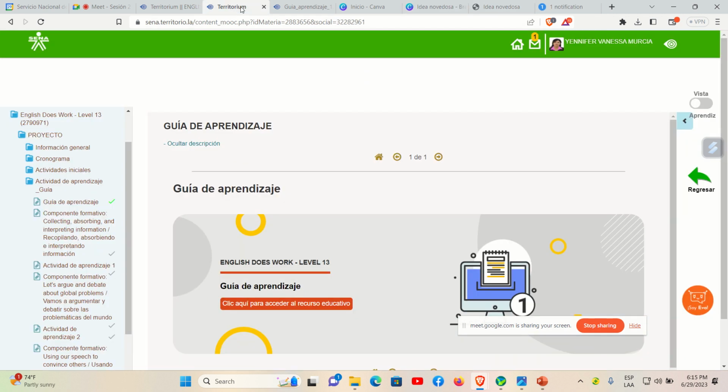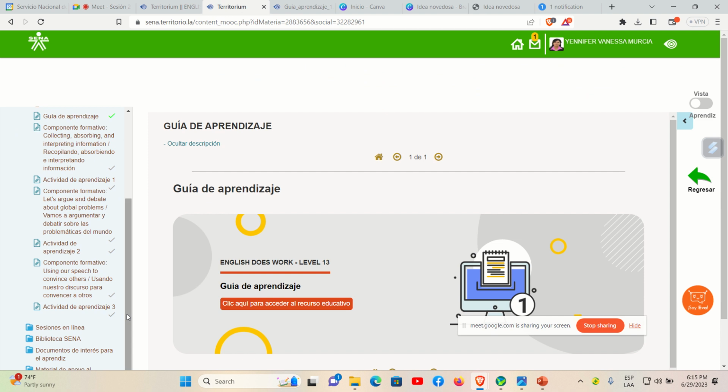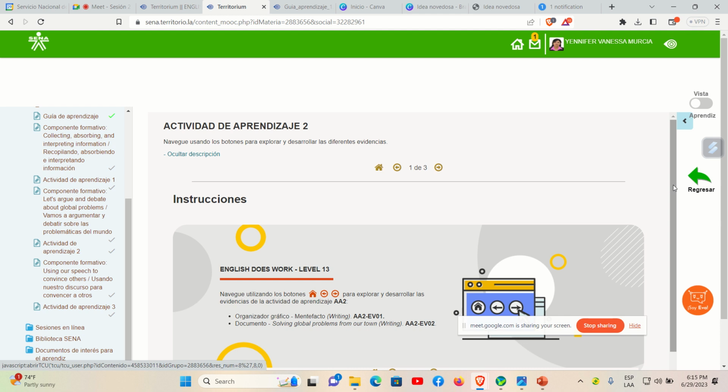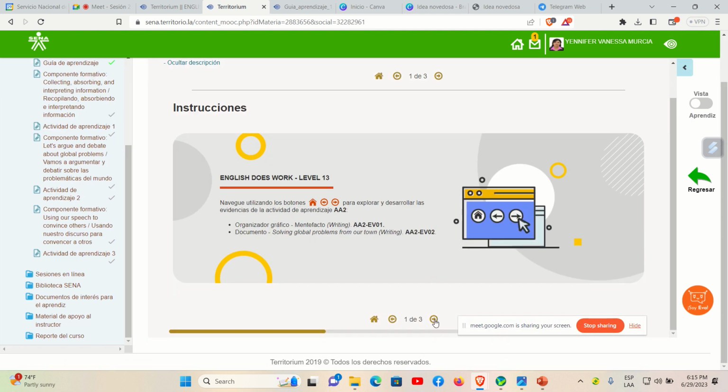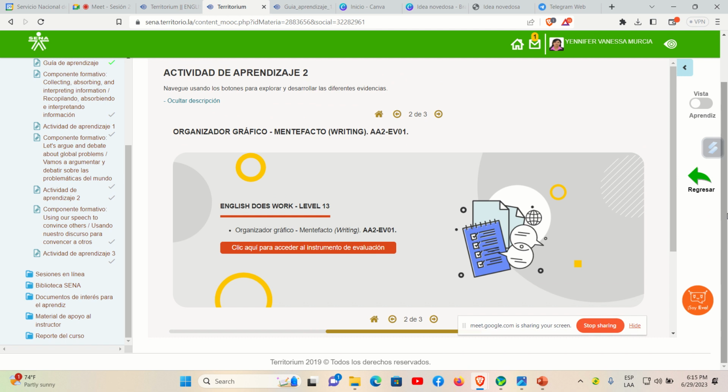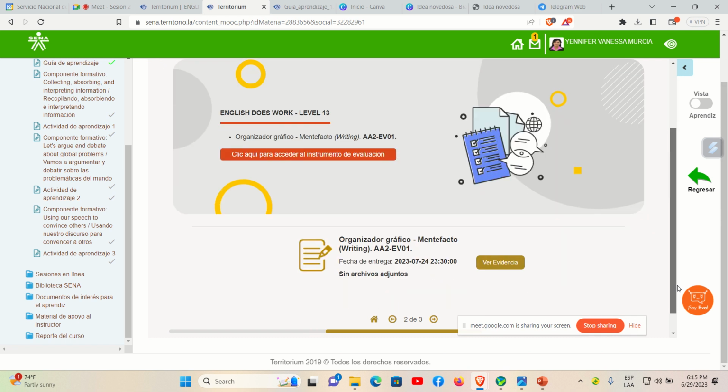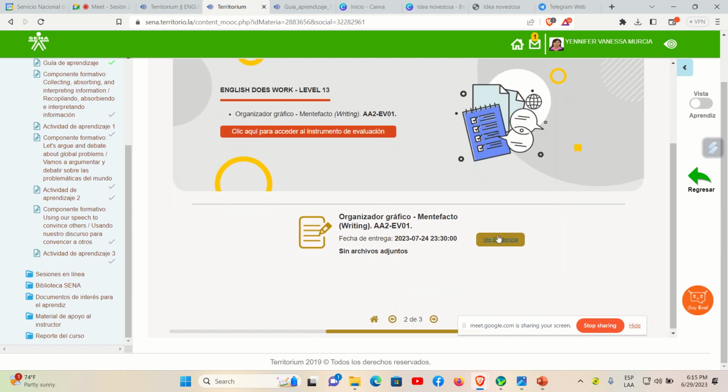Una vez yo tenga mi gráfico, me voy para acá, donde dice actividad de aprendizaje número 2, y vamos a la siguiente página, ¿cierto? Y aquí está organizador gráfico, míralo. Le dan aquí en ver evidencia y ahí adjuntan el PDF. ¿Listo? Y eso es todo en cuanto al gráfico. No sé si tienen preguntas, cuéntenme.